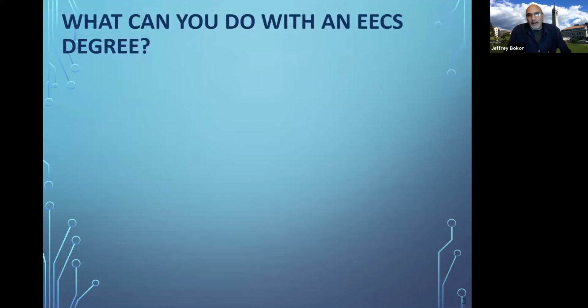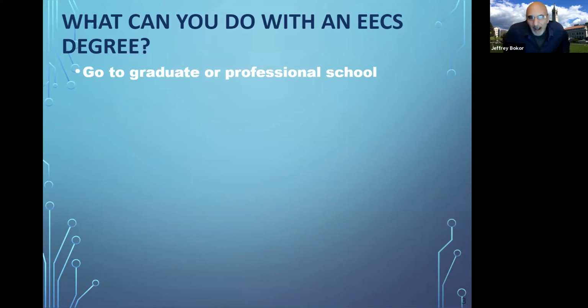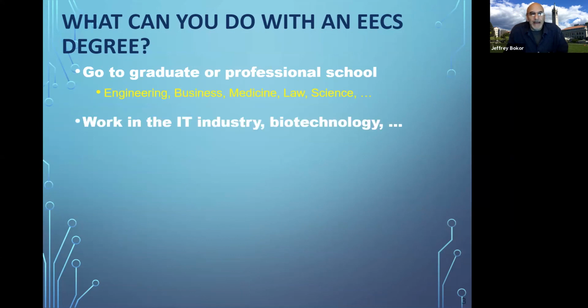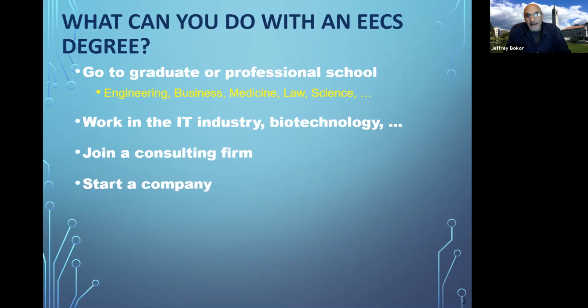Okay, a few more words about what you can do when you come out of Berkeley with an EECS degree. Some students go on into postgraduate work in graduate school or a professional school like medical school, optometry, or some other kind of profession, business school, law, medicine. Many of our students, a large number of our students, go out to work in industry, in the information technology industry and biotechnology. Some of our students join up with consulting firms. Many of our students get involved in either new startups or helping to form a brand new company.